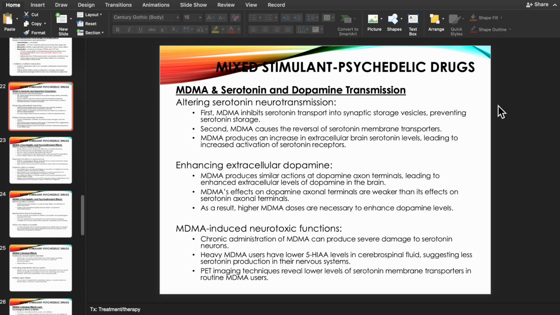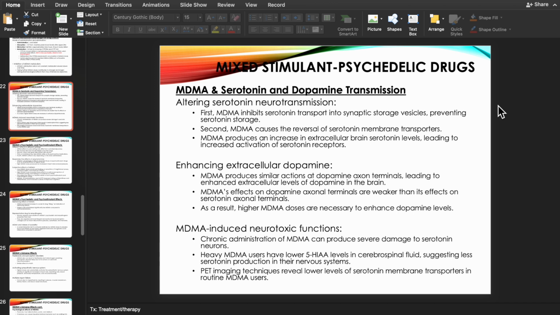MDMA changes the flow of serotonin. It stops serotonin from traveling into storage vesicles and causes the reversal of serotonin transporters. So, MDMA causes an increase in serotonin levels, which leads to increased activation of serotonin receptors. As far as dopamine, it causes similar effects as with serotonin, though it has to do more work to get the same effect with dopamine.